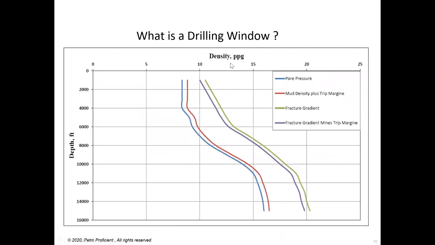So this is the typical drilling window schematic that you would be familiar with, and you would be using it in your planning and engineering, whether it is conventional drilling or MPD. You usually look at two plots: one is the pore pressure and the other is the fracture gradient. And then you have two other plots, which is where you have your trip margin, and the other margin, which is above the fracture gradient. So this is the kick margin, basically, that they call.